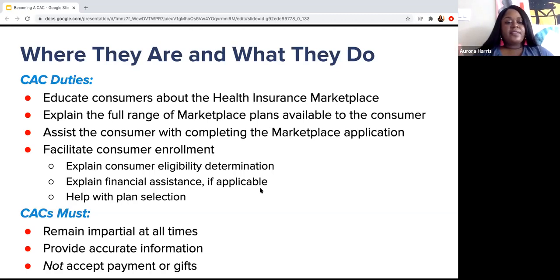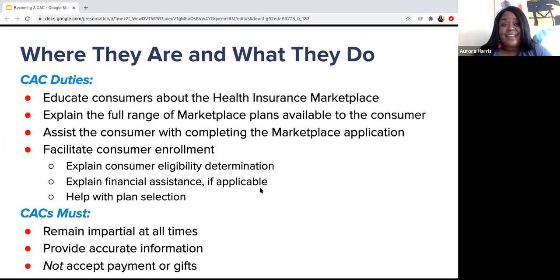So as you're doing all of this, you have to remain impartial at all times. If you have a really great plan with Blue Cross Blue Shield, it's not your job to funnel people into that plan for themselves. You have to remain impartial and just be there to provide information and help them through the process. But at the end of the day, they ultimately make the decision about what healthcare plan they pick, if they take the tax credit or not, if they enroll their children in Medicaid or CHIP. That's all up to them. You're there to just provide information.